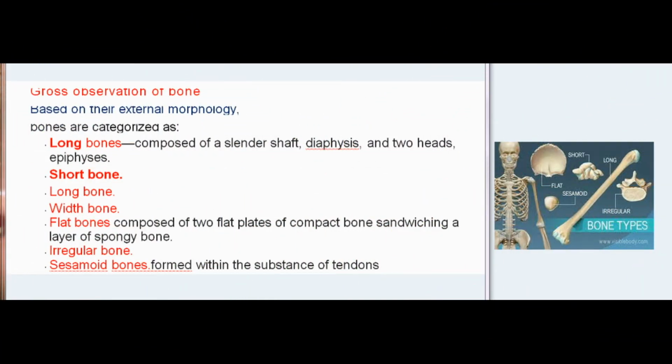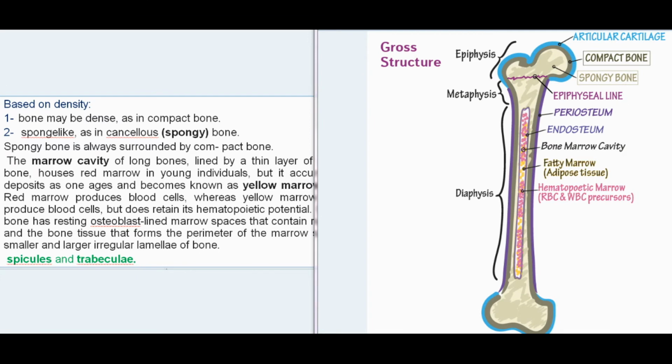Based on gross observation of bone and their external morphology, bones are categorized as long bones, composed of a slender shaft, diaphysis, and two heads, epiphyses; short bones; flat bones, composed of two flat plates of compact bone sandwiching a layer of spongy bone; irregular bones; and sesamoid bones, formed within the substance of tendons. Based on density, bone may be dense, as in compact bone, or spongelike, as in cancellous, spongy bone.